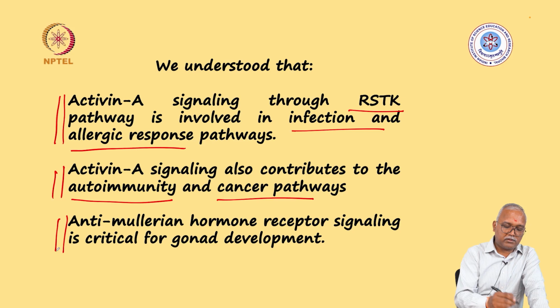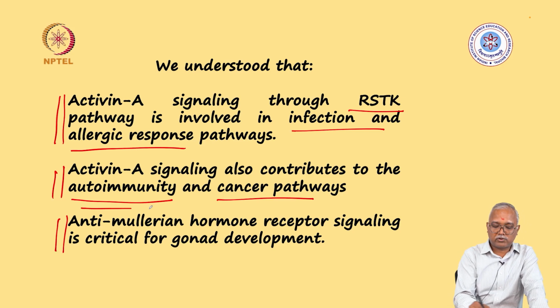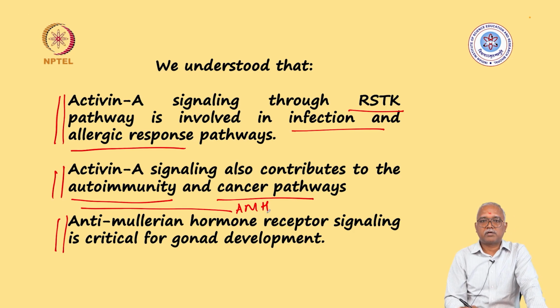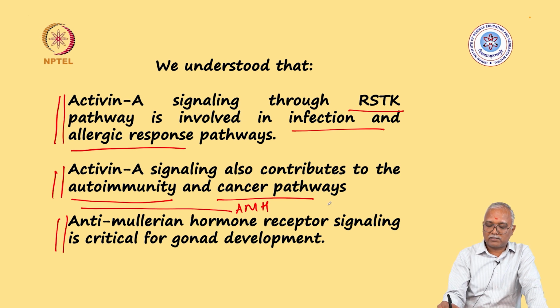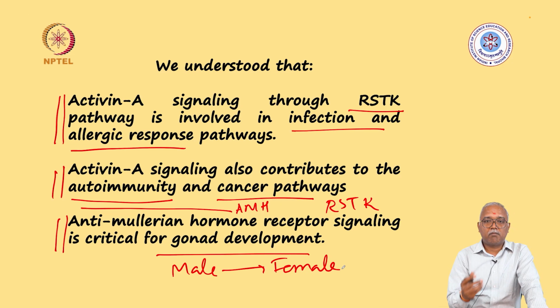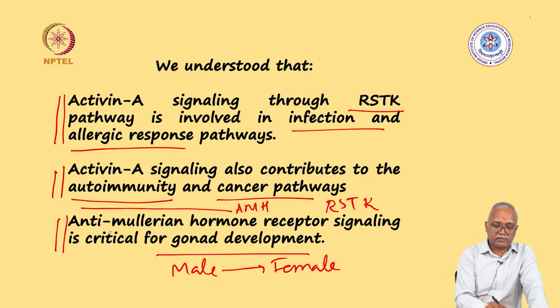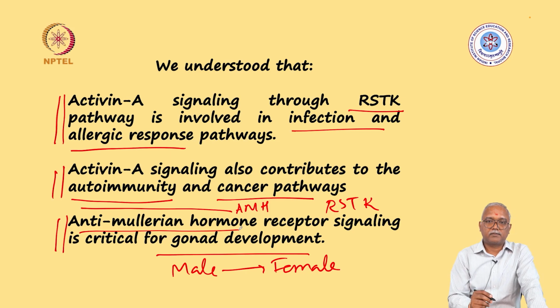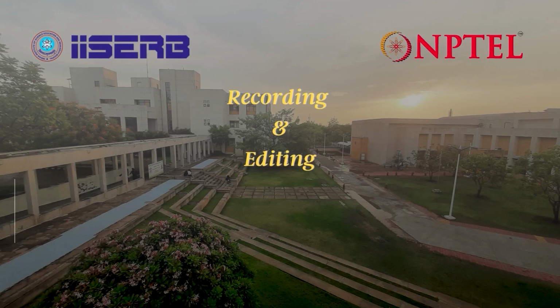More importantly, we have seen that a hormone which is AMH, anti-Müllerian hormone, or sometimes it is also called Müllerian inhibiting substance, both work through this RSTK and ensure proper gonadal development, male, female. This bipotential nature of gonad takes shape because of the presence of anti-Müllerian hormone signaling. Thank you.